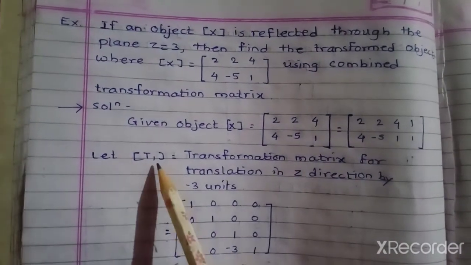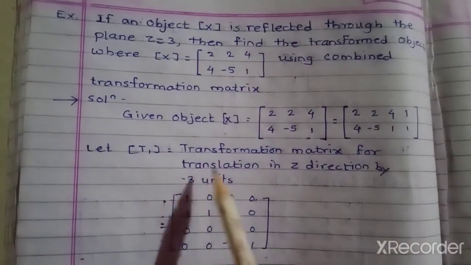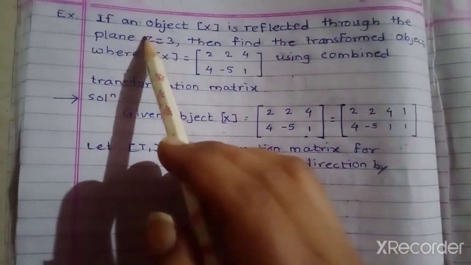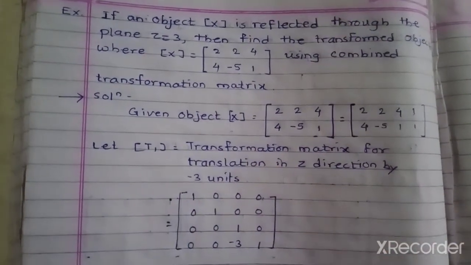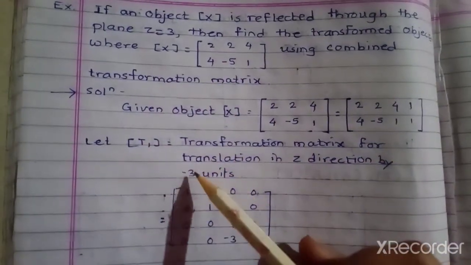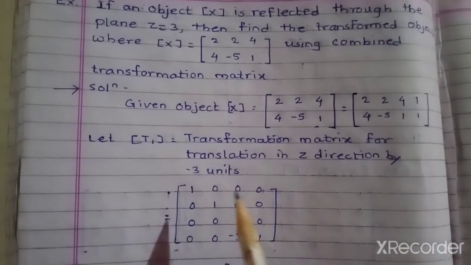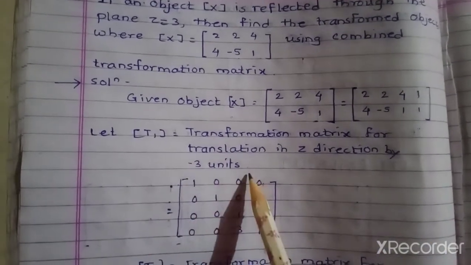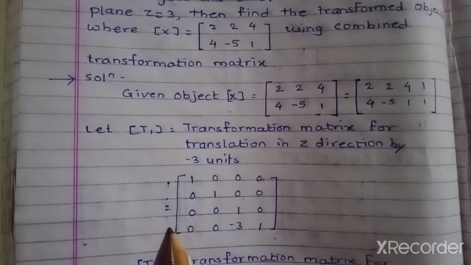First of all we write down our T1 matrix, the transformation matrix for translation in z direction by minus 3 units. So it is z equal to 3, so we write minus 3 units because we have to go towards 0 by minus 3 units and then it will lie on the z equal to 0 plane. So first of all we do the translation in z direction by minus 3 units, and we have to know that in a translation matrix changes occur only in the last row.